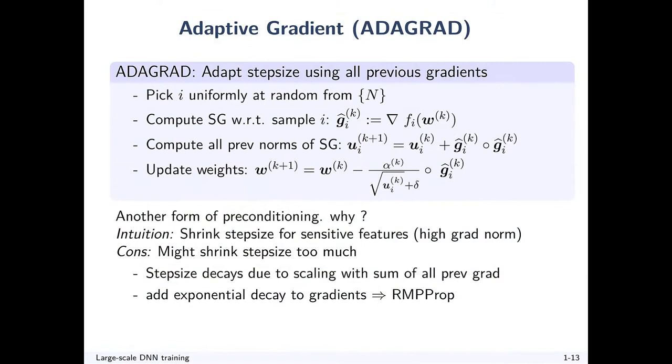Right, so let me go ahead with the pseudocode. Let me just say a few things about the idea. You start with the SGD formulation, with the SGD steps. You pick a sample i uniformly from the training set, and then you compute the stochastic gradient with respect to that sample. The stochastic gradient is indexed by i, so this is the stochastic gradient of sample i at iteration k, g hat ik. And here you also add another term: you compute a vector which is a sum of all the previous gradient norms.